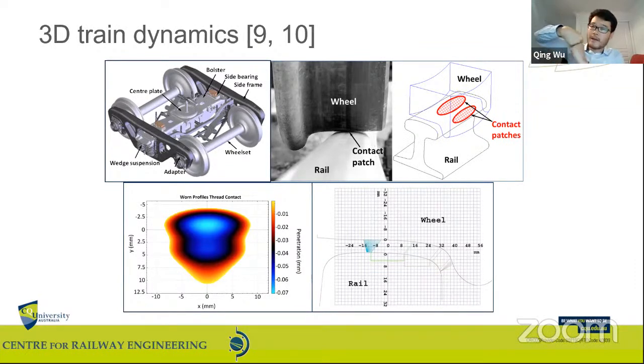Just imagine we have one wheel and one rail. They're going to push against each other. When we do the geometric model, we can assume them as rigid, so you can assume those two bodies are penetrating each other. Then in the geometric model, you also have to determine how much the penetration is.